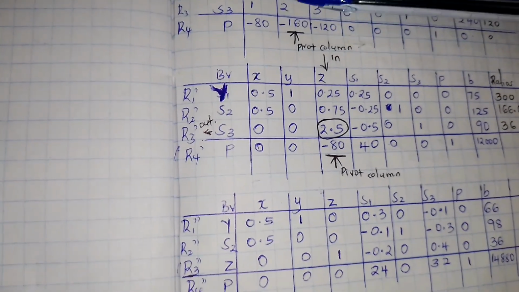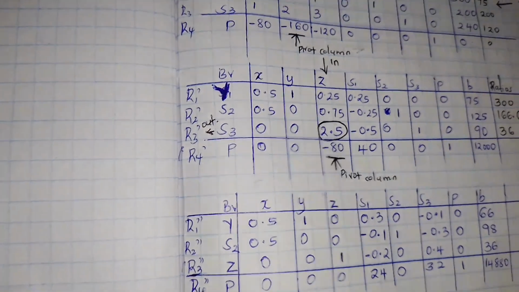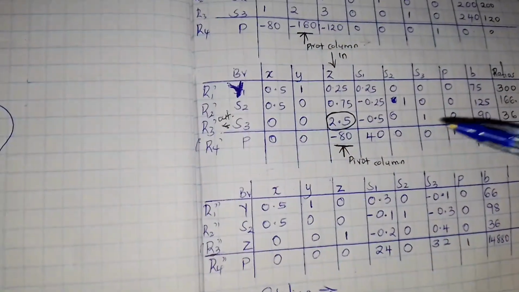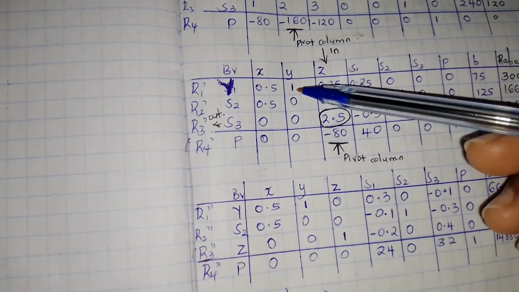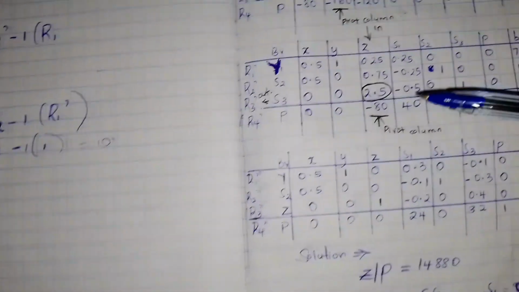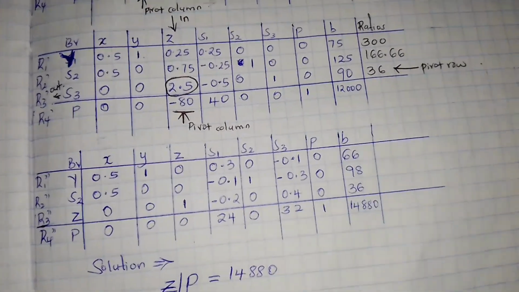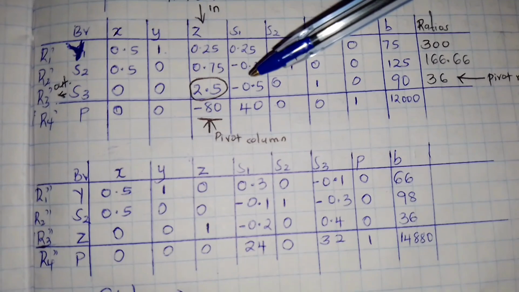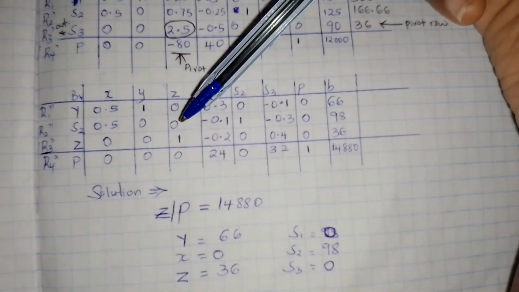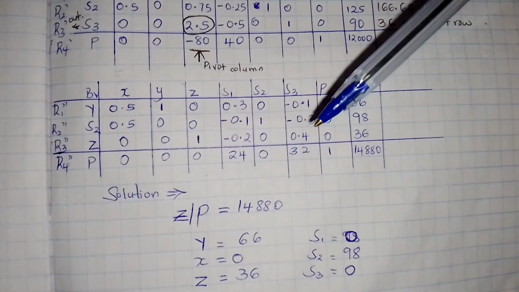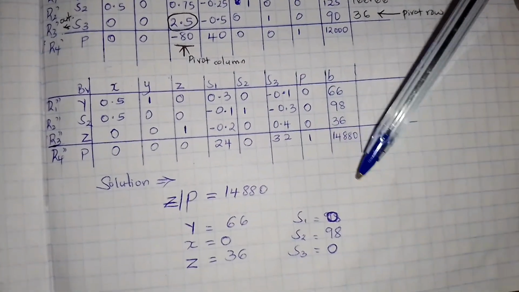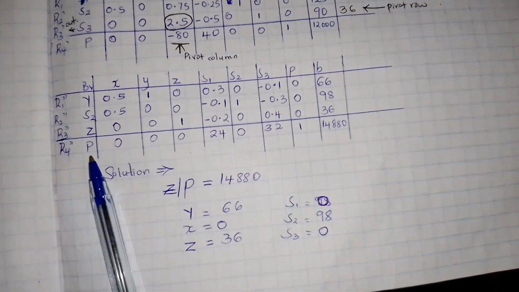You have 1 here, which is your row 2. Then minus 1 into row 1 prime. Our row 1 prime, the current one is 1. You see? When you do like that, you get 0. So you just have to find a way that you're going to use the current pivot row for you to make these ones 0. And then you continue like that, drawing those tables until you get to the last table. And when you ensure that everything down here is 0, then you have reached the optimum solution.